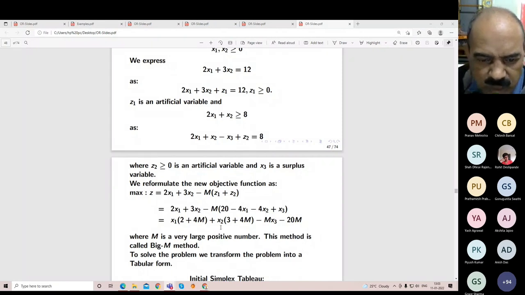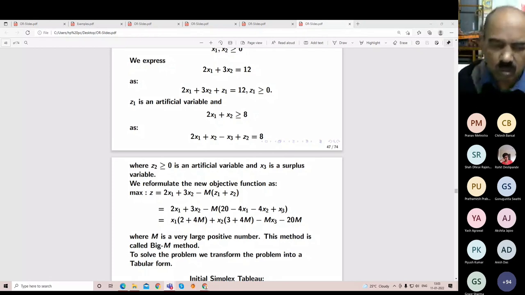So as a result we will have 2x1 plus 3x2 minus m times, if you are adding, that is 20 minus 4x1 minus 4x2 plus x3. So we can express it in this manner. This is equal to x1 times (2 plus 4m), x2 times (3 plus 4m), minus m times x3 minus 20 times m. We will write it in this manner.